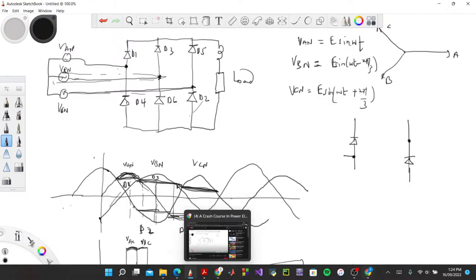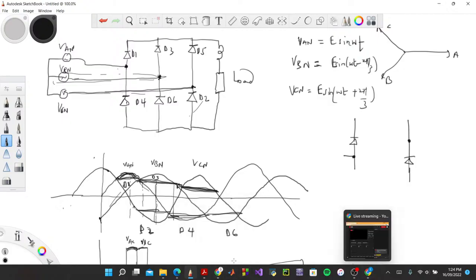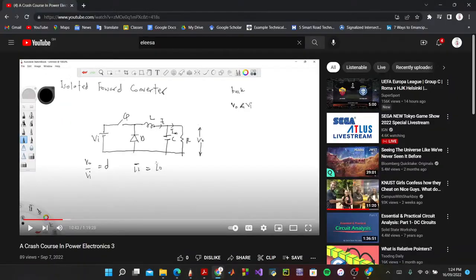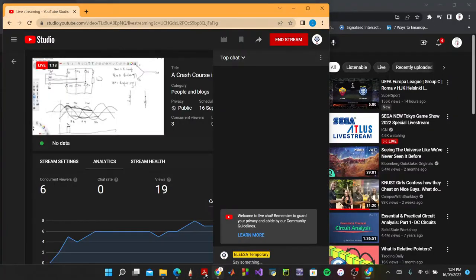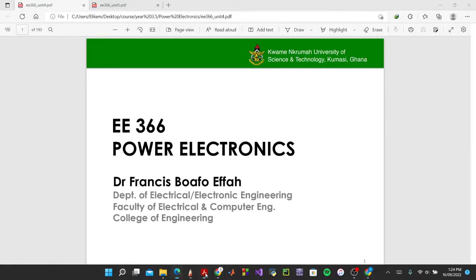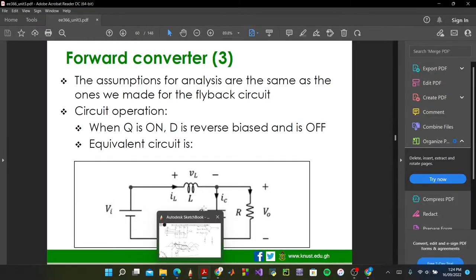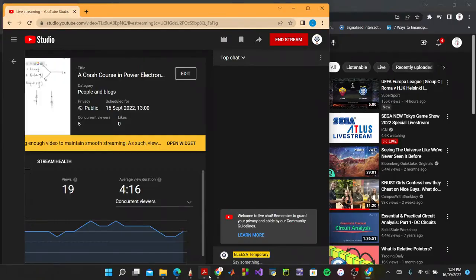Hmm. Papa, where is the slides? The slides. Hey, I'm looking at everything. It's not this. Papa, it's not this. Papa, it's not this. Check. Hey.